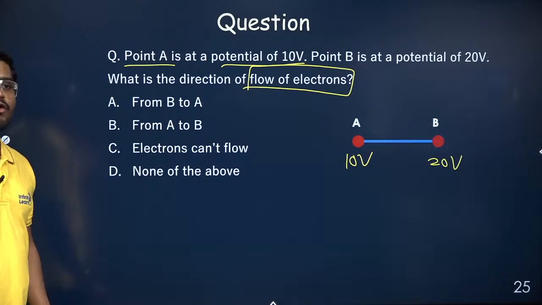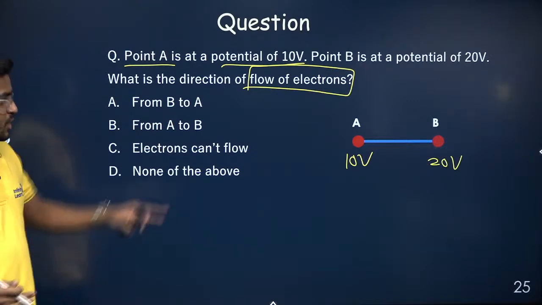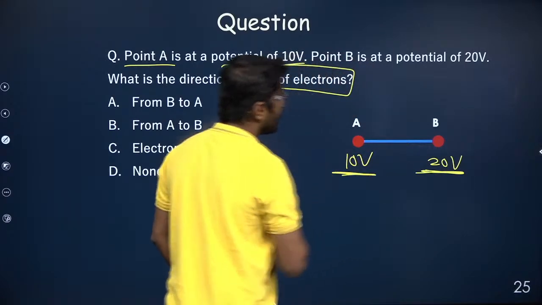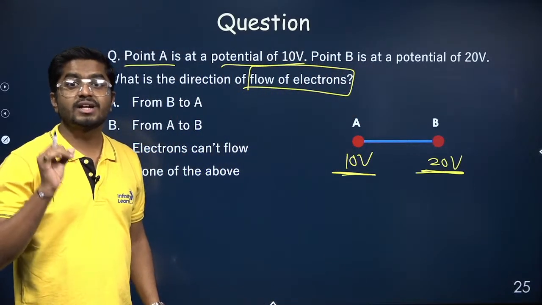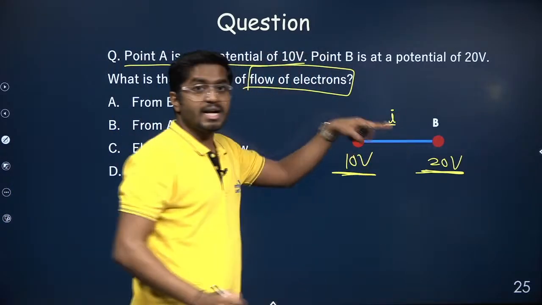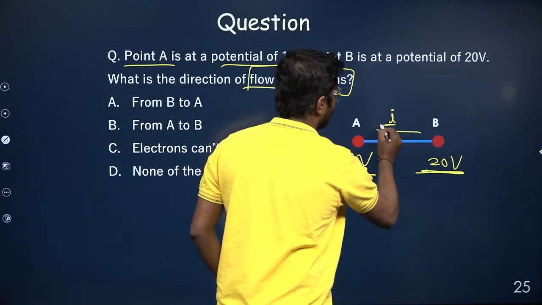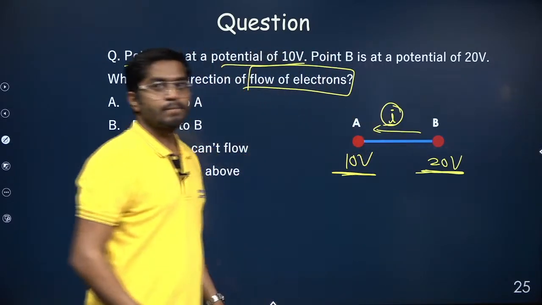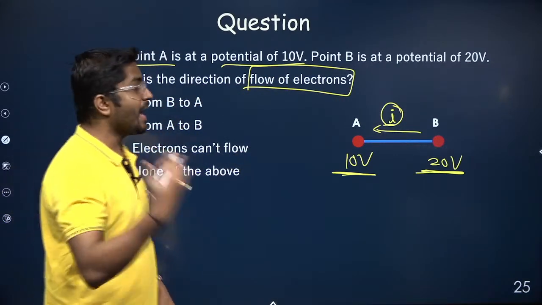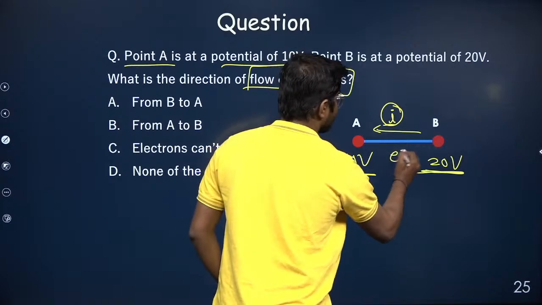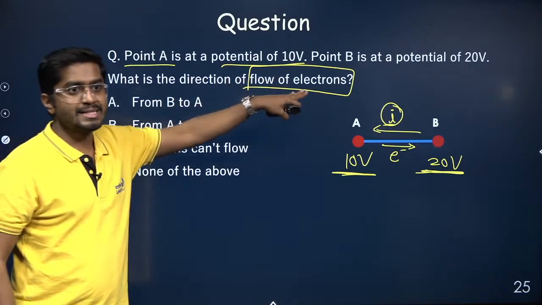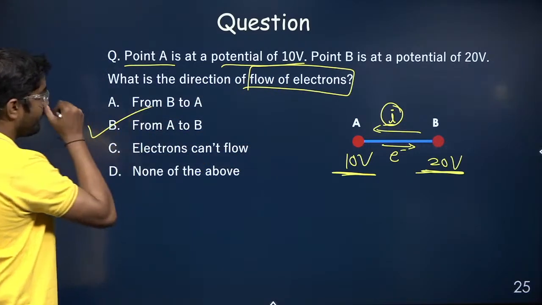Conventional current will flow from higher potential to lower potential. Here point B is at a higher potential and point A is at a lower potential. So what is the direction of current? Current I will flow from B to A. That is the direction of current. But what is asked? Flow of electrons. Electrons will flow in the opposite direction, so the direction of flow of electrons is from A to B.